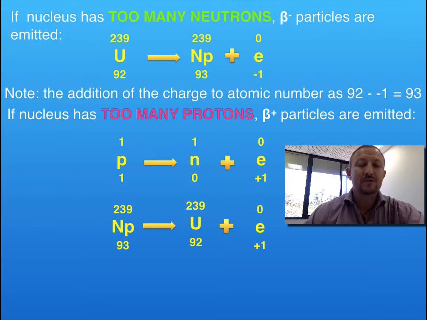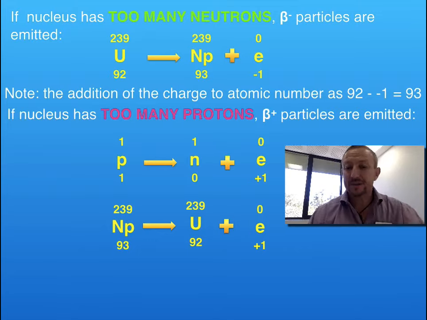Now the rules with respect to the equation are the same as normal. So as a result, if I had NP-239 and I was emitting a positron, how do I work out what's left over? Well, I just take 93 minus plus 1, and that gives me 92. And likewise, if I wanted to work out what is the starting atom, I do uranium-239, which is 92, plus positive 1, add them together, and I get 93.